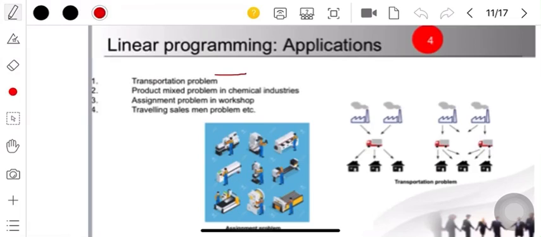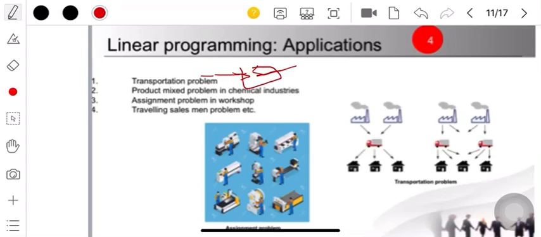Once we formulate the problem, the objective function will be transportation cost subjected to two constraints, which will be supply and demand constraints, and we have to use a method known as the MODI method or UV method to solve this transportation problem. We will consider this later on.